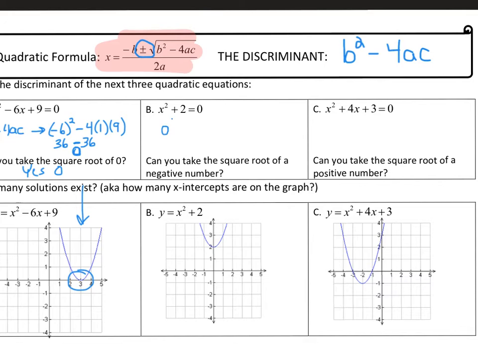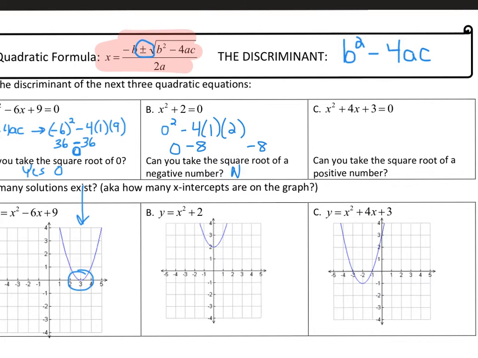I said 0 squared minus 4 times a is 1, and c is 2. Let's see what's going to happen here. We're going to have 0 minus a positive number, and that positive number is 4 times 1 times 2, or 8. And the discriminant says negative 8. Now that would be under the radical, so we're trying to take the square root of a negative number.